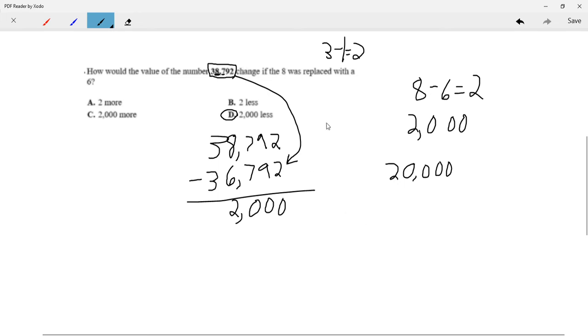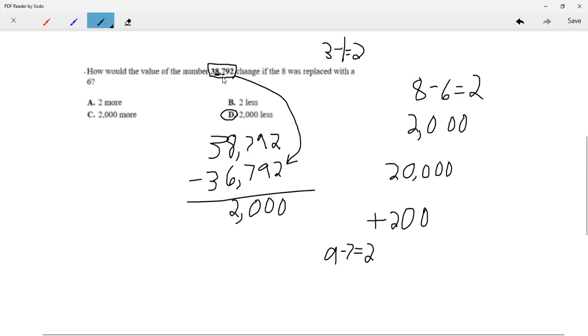Or we could change the 7. Let's say it said, what would happen if we changed the 7 to a 9? Okay? In that case, the value would increase by 200, right? Because we would have to do 9 minus 7 equals 2, but since the 9 is greater than the 7, and it's in the hundreds place, it would be 200, and since the number is going up, it would increase the value of this number by 200.